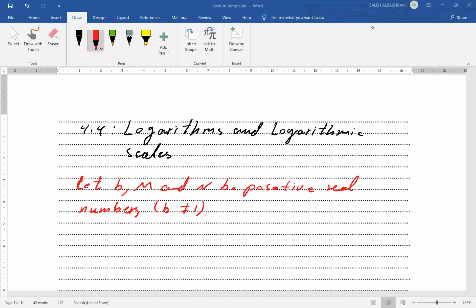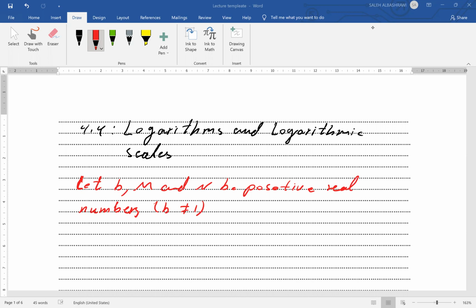Bismillahirrahmanirrahim. The last part we talked about logarithmic functions, in which we discussed how to sketch the logarithmic function, how to evaluate some logarithms, and also how to convert the exponential form to logarithmic form or the logarithmic form to exponential form. In this section, 4.4, we are going to speak about the logarithm and logarithmic scales, in which we are going to discuss some properties for the logarithms.